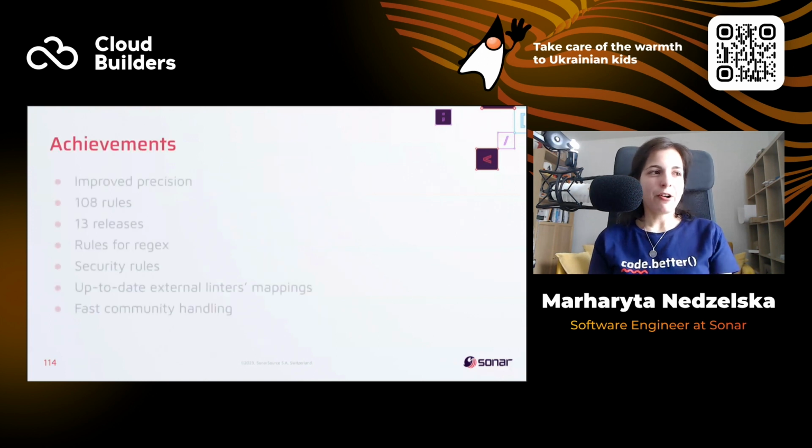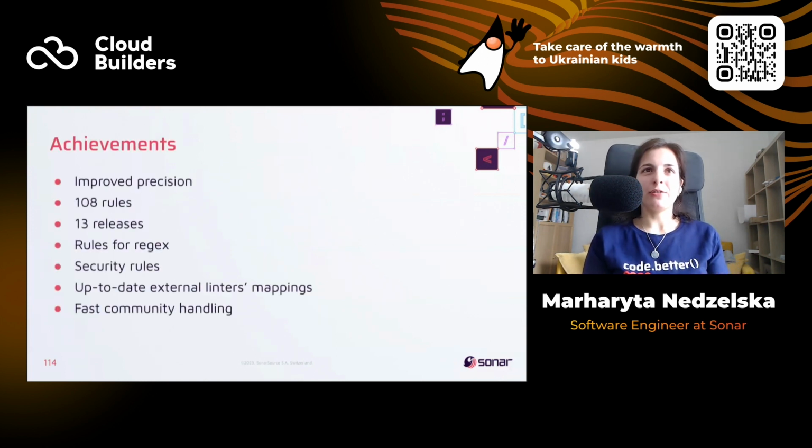So we are almost at the end of the presentation. Let's talk a little bit about our achievements. First of all, we improved the precision. We just implemented 108 new rules. And we had 13 new releases. And we have rules for regular expressions. We had rules for security, updated external linters mapping, and now our community handling is very fast.